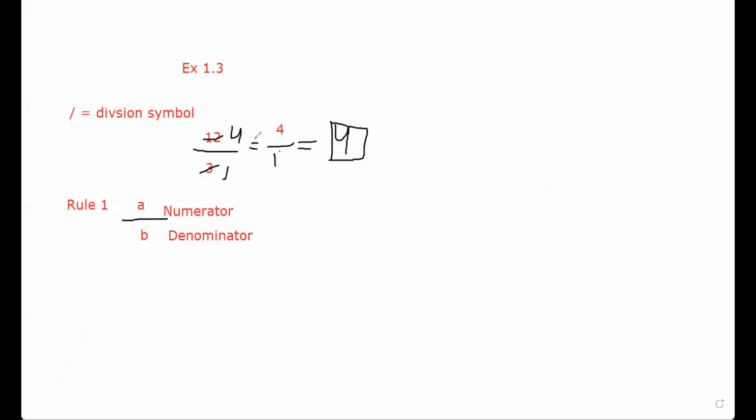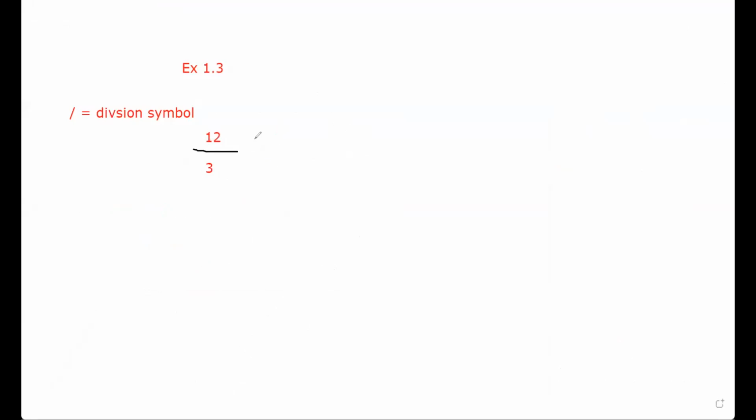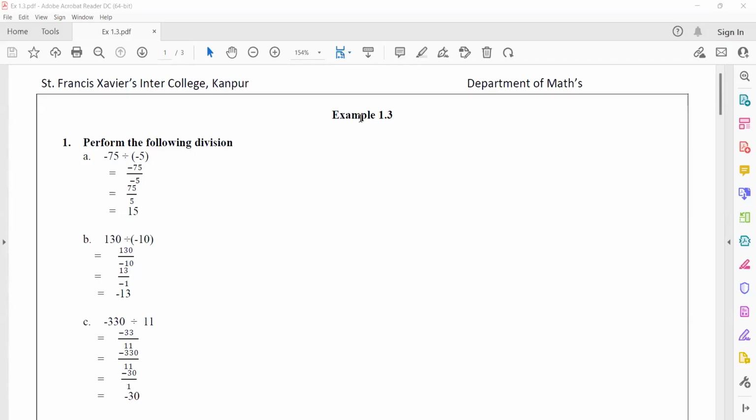Now let's move to exercise 1.3. Okay, I'm sharing the screen with you. I'm sharing the PDF, the solution PDF as well. So my dear students, as you can see, this is exercise 1.3. I solved the questions earlier so that it will ultimately save our time.